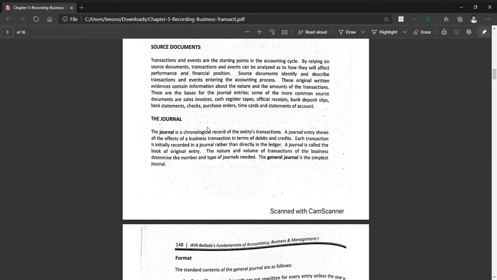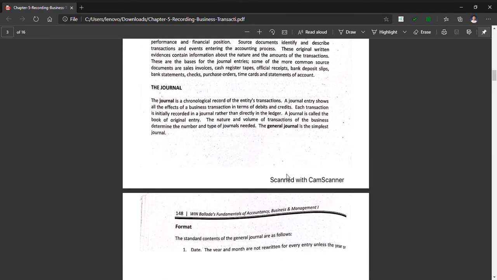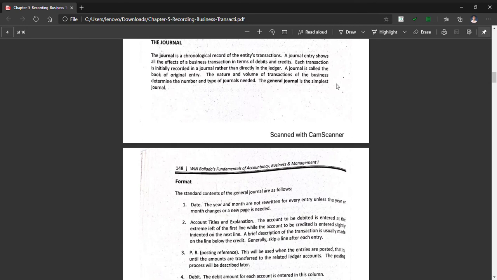After natin determine kung pwede i-record ba natin, we need to journalize them. So a journal is a chronological record of the entity's transaction. A journal entry shows all the effects of a business transaction in terms of debits and credits. Each transaction is initially recorded in a journal rather than directly in a ledger. Okay, so a journal is called the book of original entry. And next, general journal is the simplest journal.